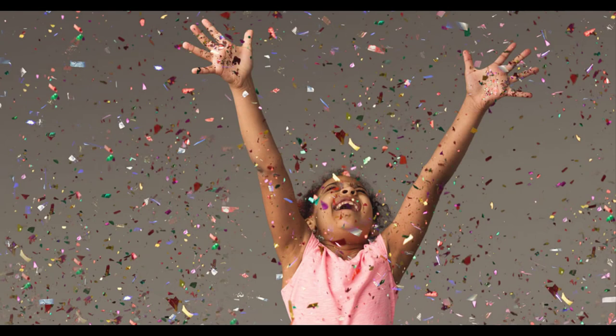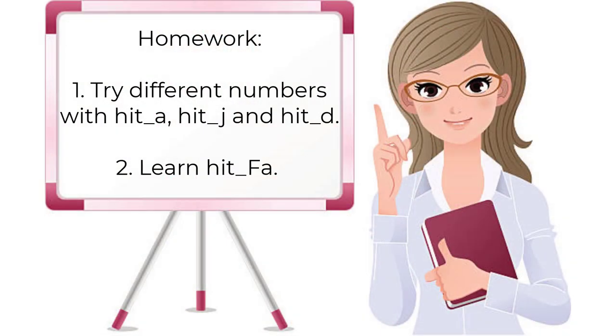That concludes this lesson. Honestly, if you want to create a ball, you mostly copy data from another ball and just change a few things. There's no need to write everything from scratch. Your homework is to mess around with the numbers in hit A, hit J, hit D, and hit FA in any attacks file you want. And if you want to be serious, consider learning about hit FA.